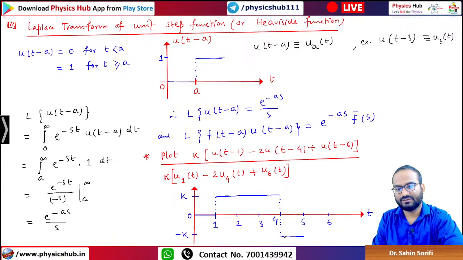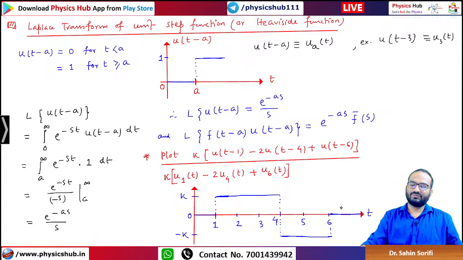Now it continues till t equals 5 because u6(t) is not activated yet. As it reaches t equals 6, the value of u6(t) is 1. So 1 minus 2 plus 1, so 2 minus 2, so 0. So it will be 0 again up to infinity.